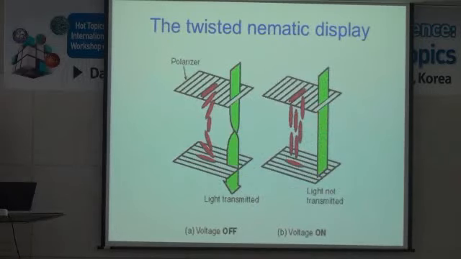Now, I just show you this picture of the twisting nematic display. We've already had this explained. I won't say any more, but it features a little bit later.